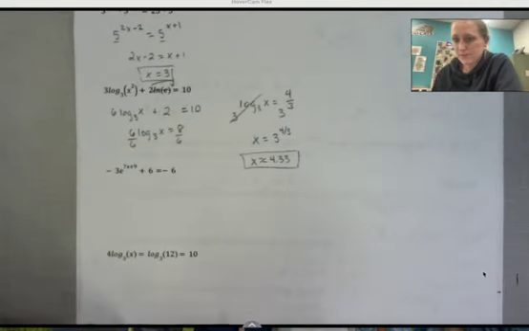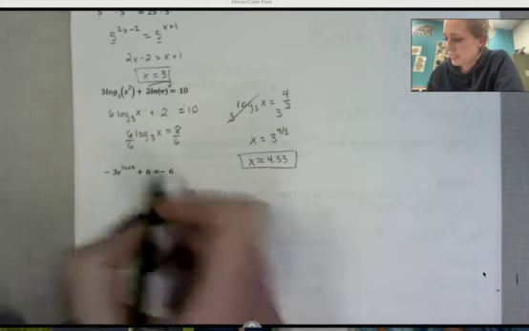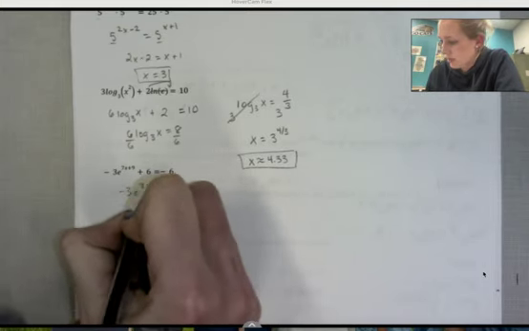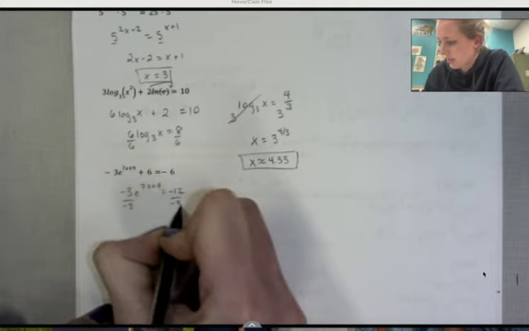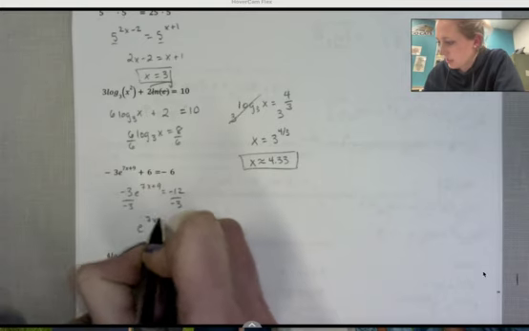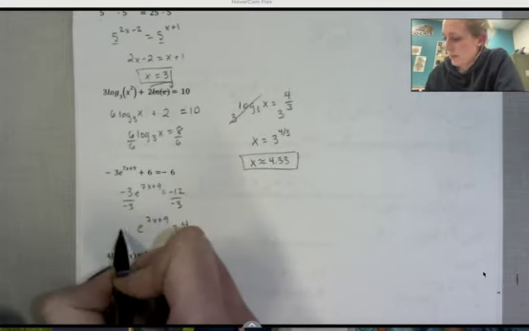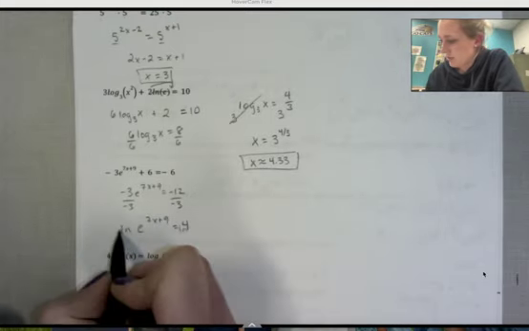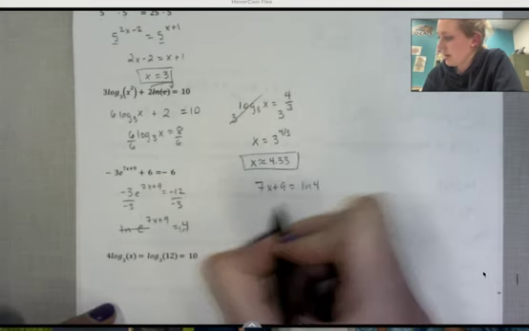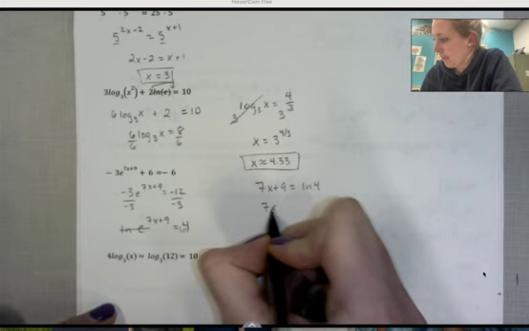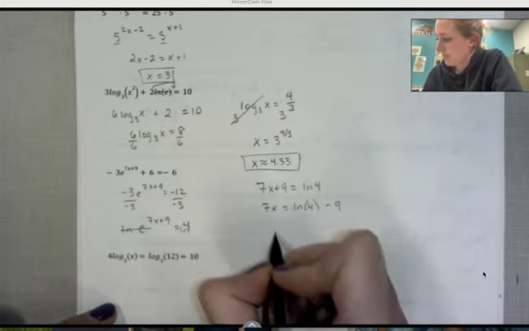Okay, this one, we again want to get the e part by itself, so I'm going to subtract 6. Divide by -3. So I get e to the 7x plus 9 is equal to 4. Now I want to get rid of e, so I'm going to apply the natural log to both sides. So that'll cancel. So I have 7x plus 9 equals natural log of 4. Subtract 9. Okay, and then divide by 7.